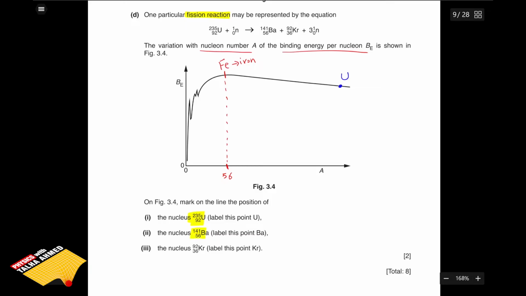So, first of all, all of them are greater than 56, so all of them should be on the right hand side of that peak, more than iron. And secondly, uranium has the biggest nucleon number, so it should be on the rightmost. Barium is 141, so it's a little less than that, so a little to the left. And then krypton is 92, so it will be even more to the left. But all of them, since they are greater than 56, should be on the right hand side. And that's it.